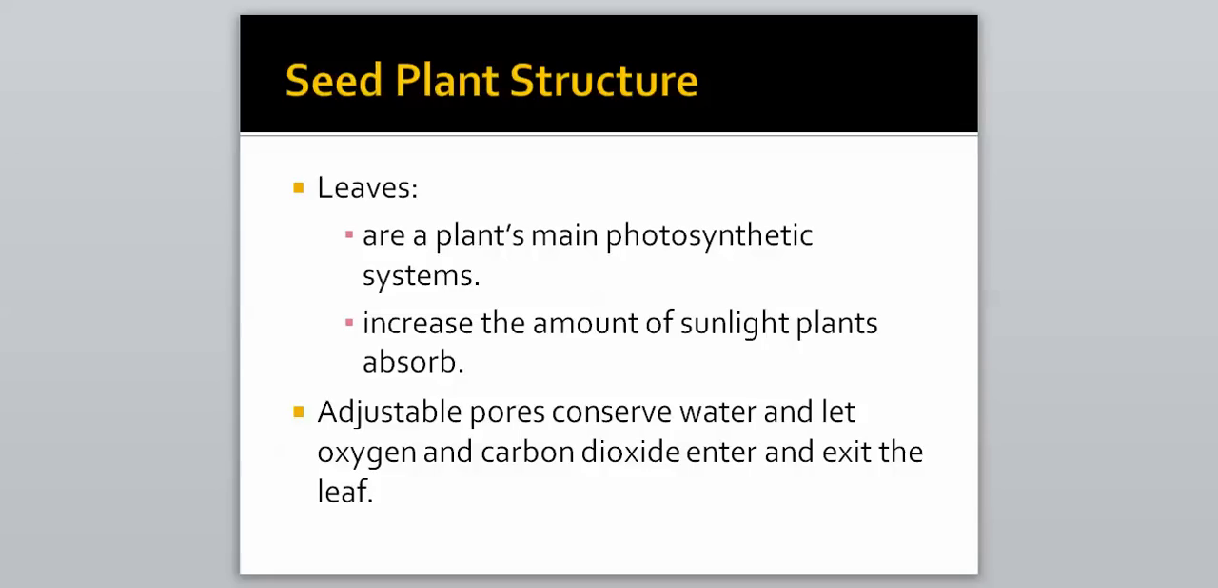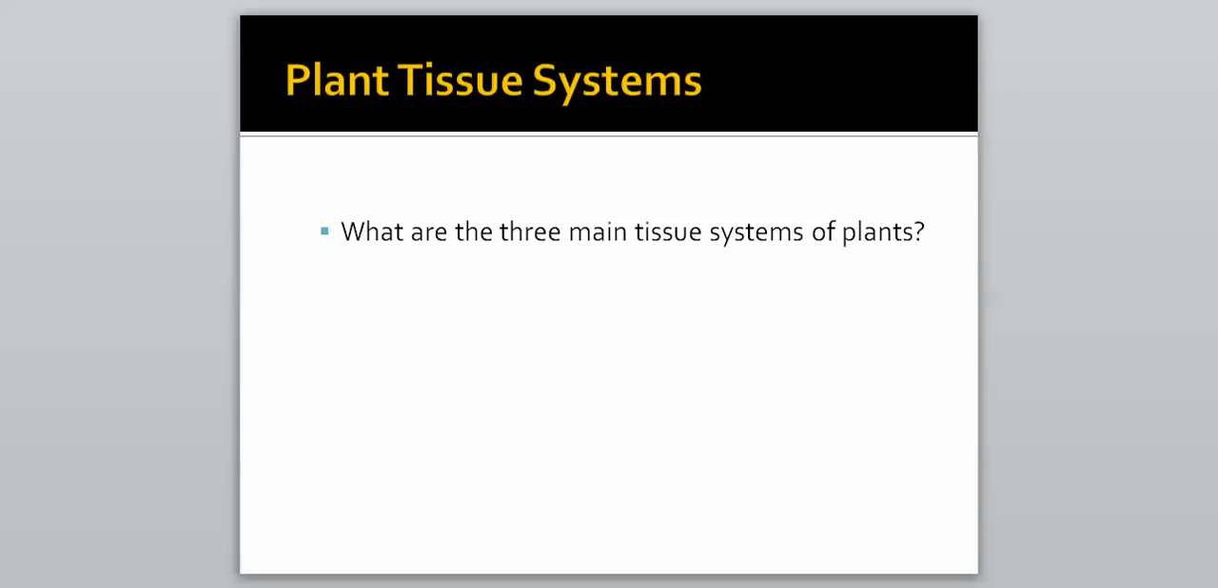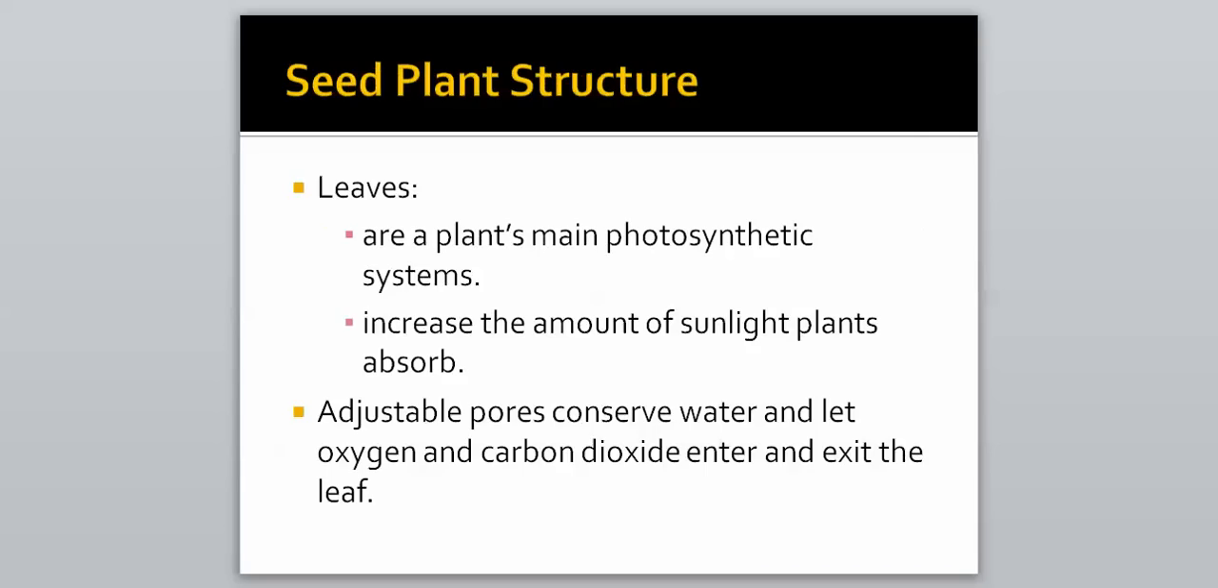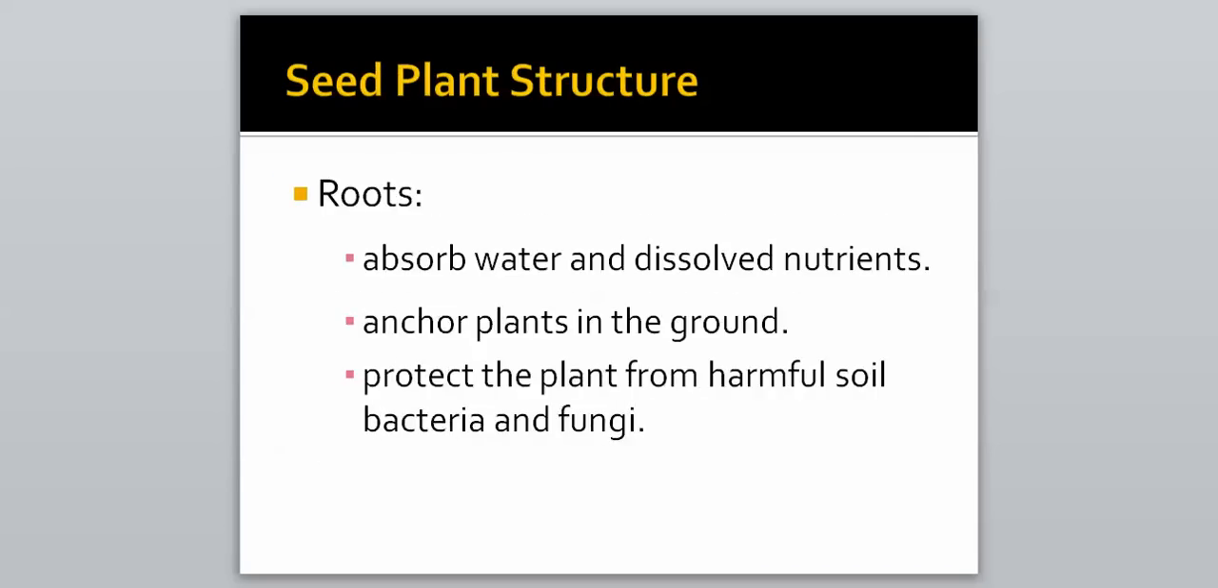And I'm sure when we actually get to the section about leaves, we will get more in depth with those. So just for now, know that they are the plant's main photosynthetic system, and they increase the amount of sunlight plants can absorb. And keep in mind about these adjustable pores, because I'm sure they will get brought up in a later section. And so now, those are our three organs. So we have leaves, stems, and roots.